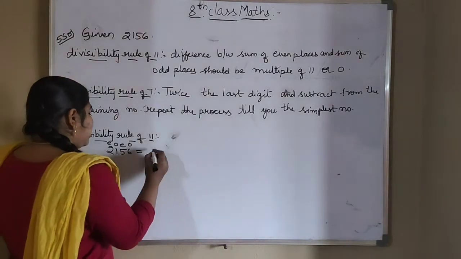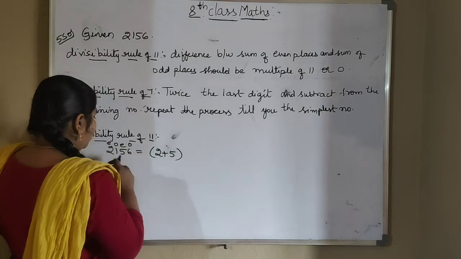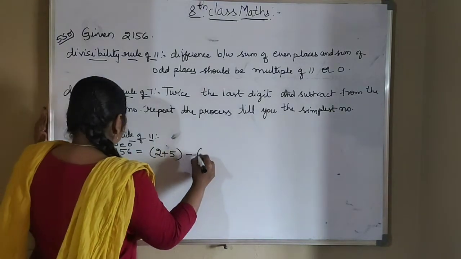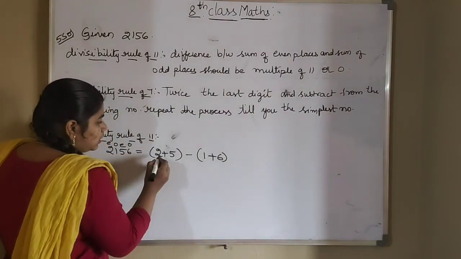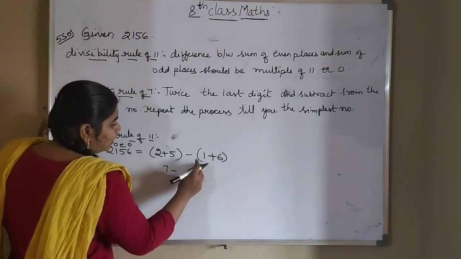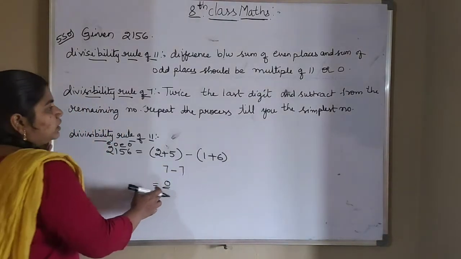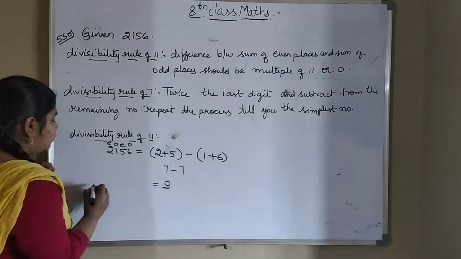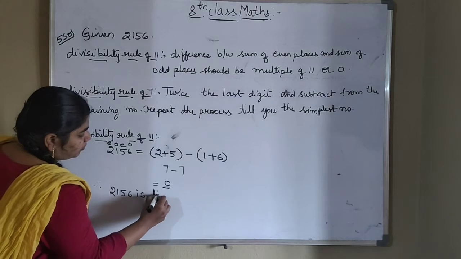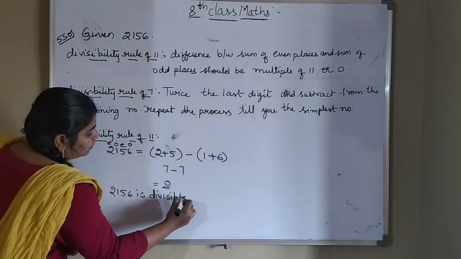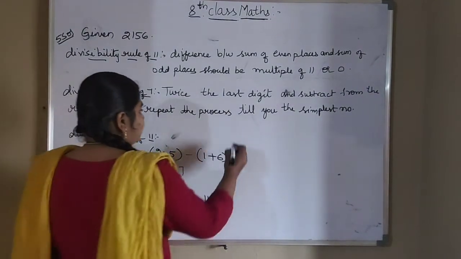So first add all the even places, that is 2 plus 5, minus 1 plus 6. These are even places, these are odd places. So 2 plus 5 is 7, minus 1 plus 6 is 7. So 7 minus 7 will be 0. So you got the value as 0. So it is divisible by 11. So 2156 is divisible by 11. Now we have to check whether it is divisible by 7 or not.